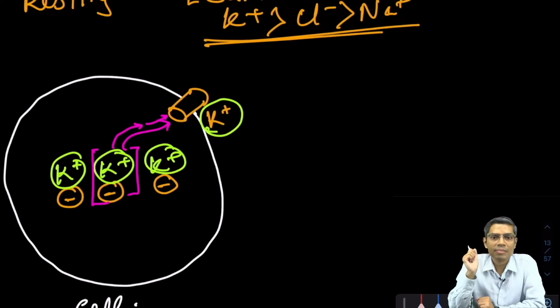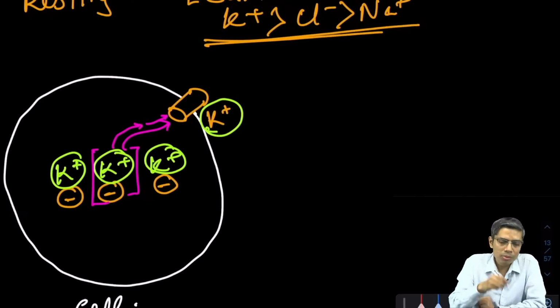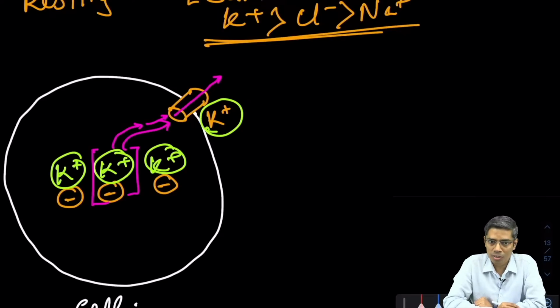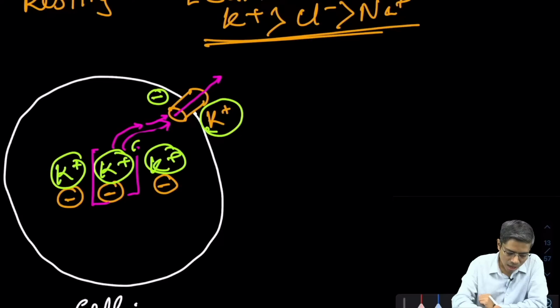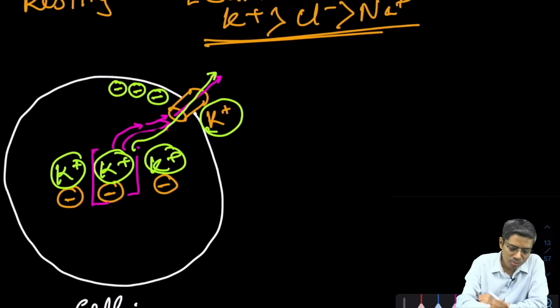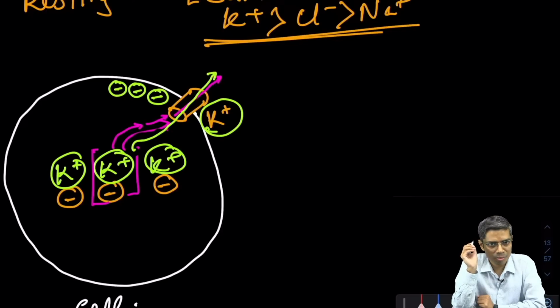This channel is like an immigration system. It will look at the passport of both the positive ion and the anion. It will let potassium go because potassium has the passport to penetrate through this channel, but the immigration system will not release the anion, so the anion will stay back. So as more and more potassium leaks out through this channel, more and more anion is deposited inside the cell membrane.